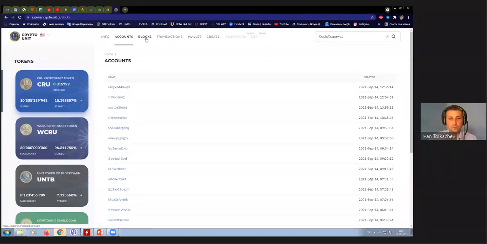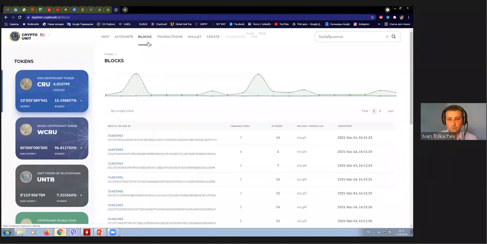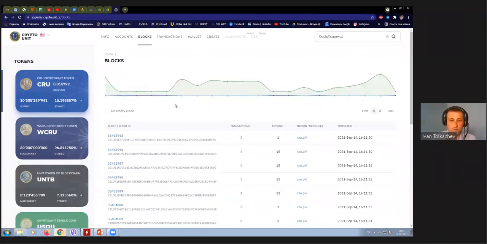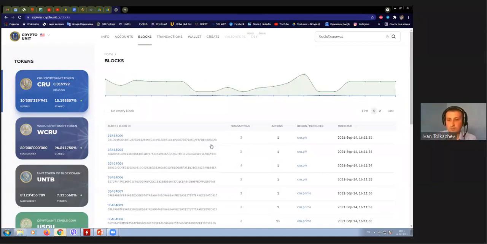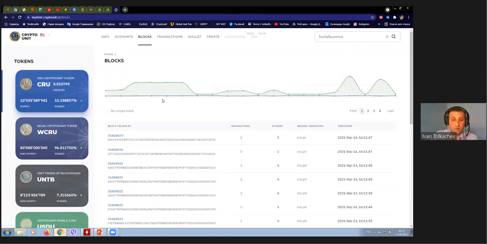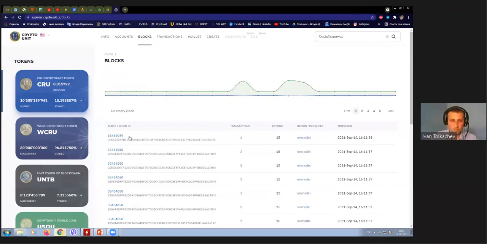The next tab is Blocks. Here we see in real time how blocks are generated. You may even estimate and calculate that every half a second a new block is generated. There are identifiers of the blocks, the number of transactions in each one, the actions, and the timestamp. So it includes mostly technical information, and for new users, I don't believe this information will be of interest. As of today, there are 35 million blocks created.